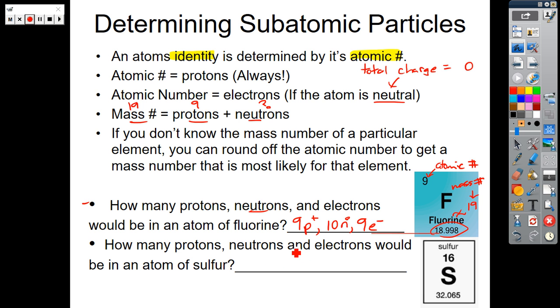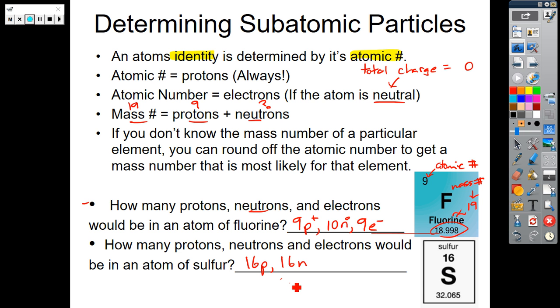Okay? All right, one more example, a little faster this time. How many protons, neutrons, and electrons would be in an atom of sulfur? Okay, well the atomic number for sulfur is 16, so we know there's 16 protons. To get the neutrons, we would need to subtract the mass number minus the protons to get the number of neutrons. Well, on sulfur, the mass number is 32. So, for this one, we could do 32 minus 16 and get 16 neutrons.